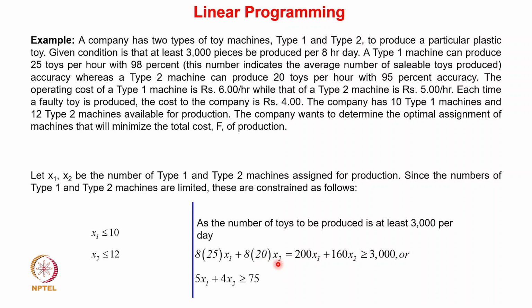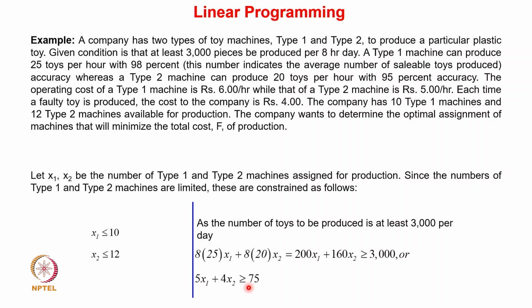If we simplify this equation, we get 200x1 plus 160x2 should be greater than or equal to 3000. If we further simplify, we get 5x1 plus 4x2 should be greater than or equal to 75.